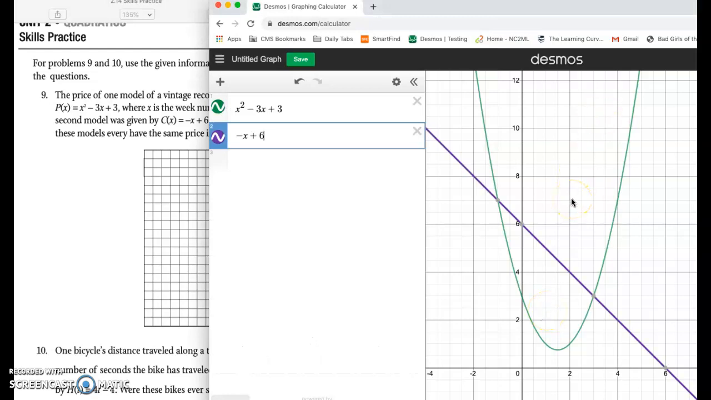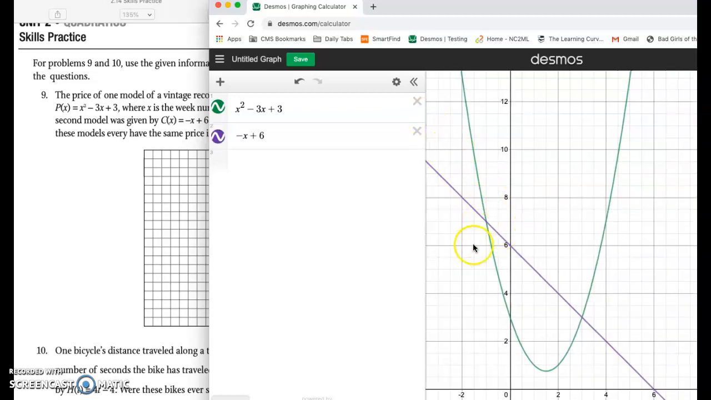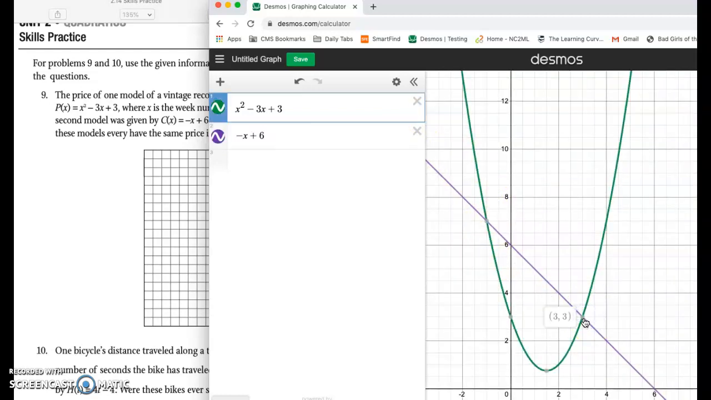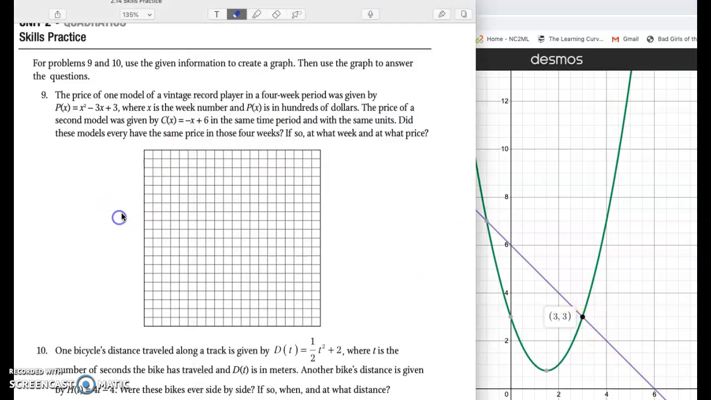So for this problem, we have to think realistic domain. If it's time and money, I'm only interested in the first quadrant. So the solution over here we're going to ignore. We want the one to the right. So at (3, 3), they would have the same price. And our answer is in hundreds of dollars. So that y value means $300.